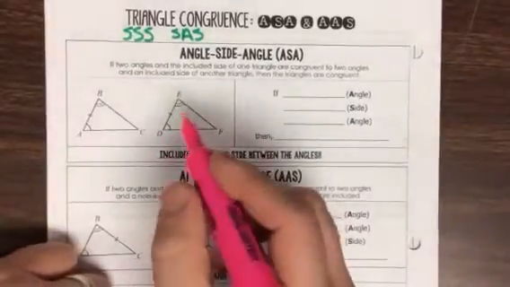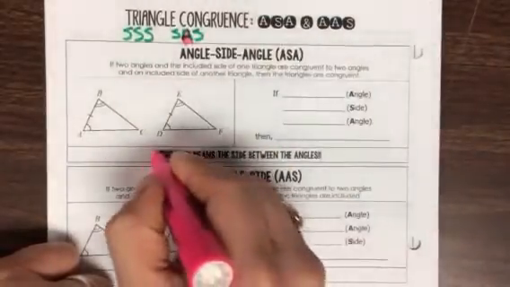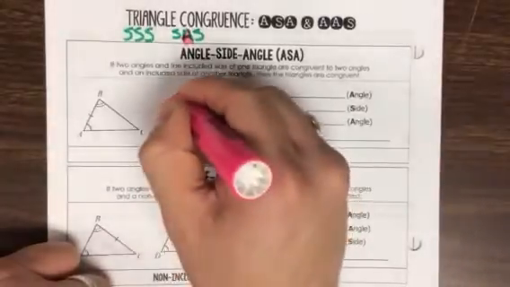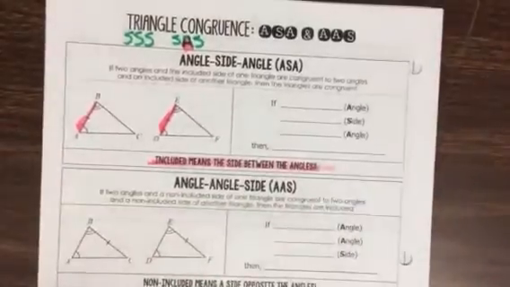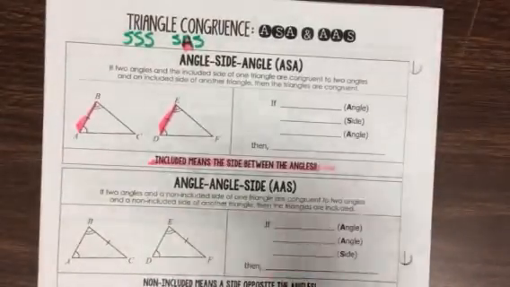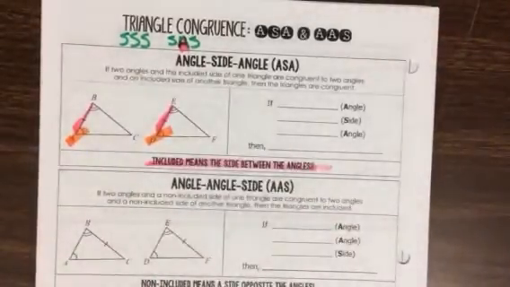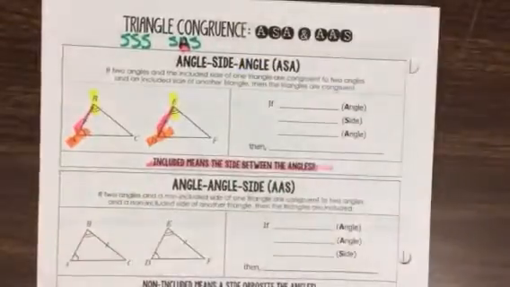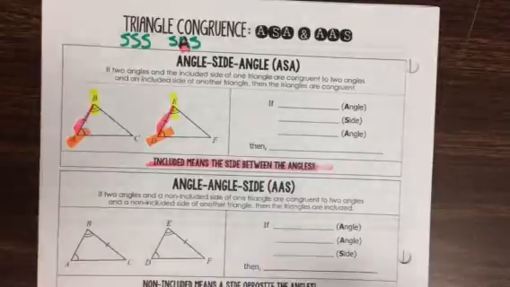So just like we talked about with side-angle-side, where my angle was included, now I'm talking about included being my side. So my included piece would be the side AB or DE. My angles would be angle A and angle D, and angle B and angle E. Notice how these pieces are all touching each other. They're all adjacent pieces of my puzzle as I'm looking at this.